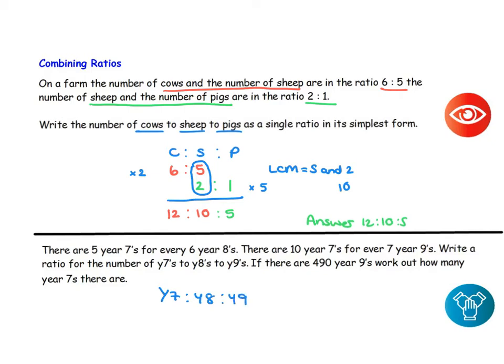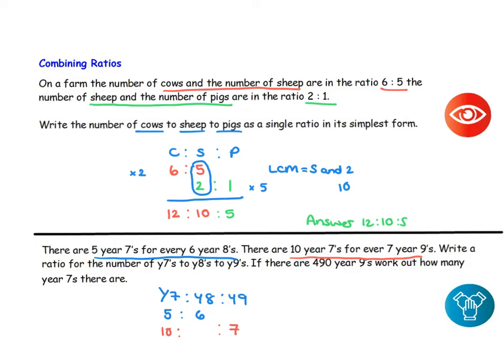Again, we've been given 2 pieces of information in terms of ratios. So there are 5 year 7s for every 6 year 8s. So I'm going to write a 5 under year 7 and a 6 under year 8. And then it says there are 10 year 7s for every 7 year 9s. So under year 7, I'm going to write 10. And under year 9, I'm going to write 7.